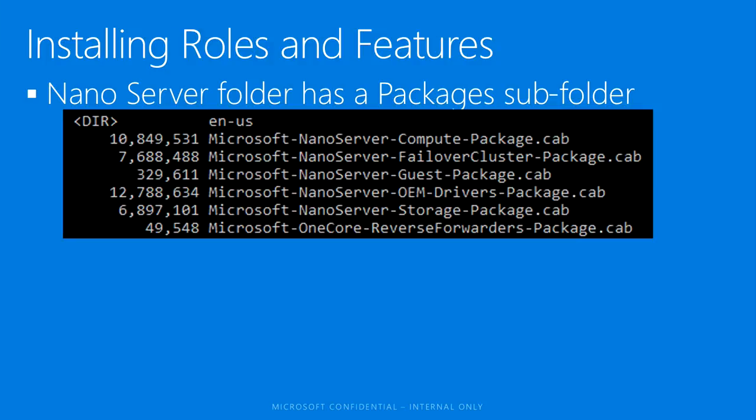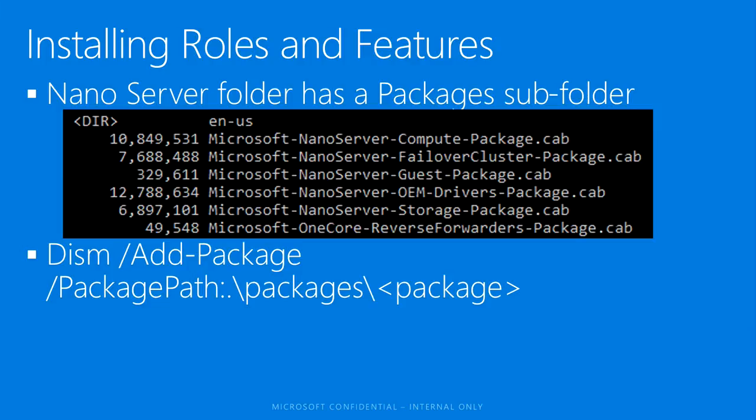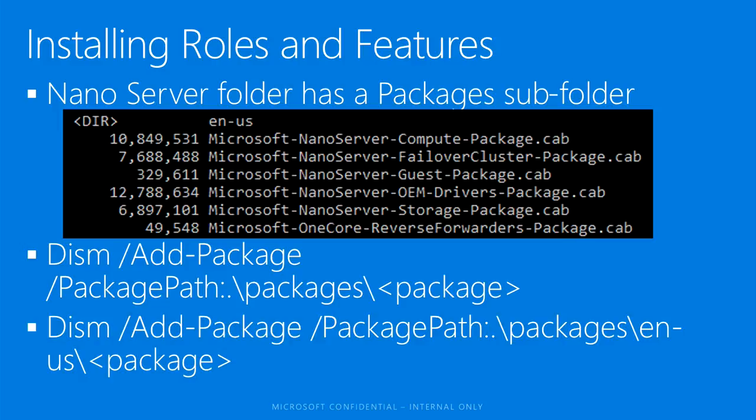And then there is a packages subfolder. That's where all those optional components that you want to install will be present. So there's compute, that is the Hyper-V host, failover cluster, guest packages, OEM drivers, storage, and reverse forwarder. You will have DSC and anti-malware and all those things there. And then again, you use the DISM cmdlet. We are working on porting the package manager so you can do install package and it's easy, but for the timing, that's what we have.